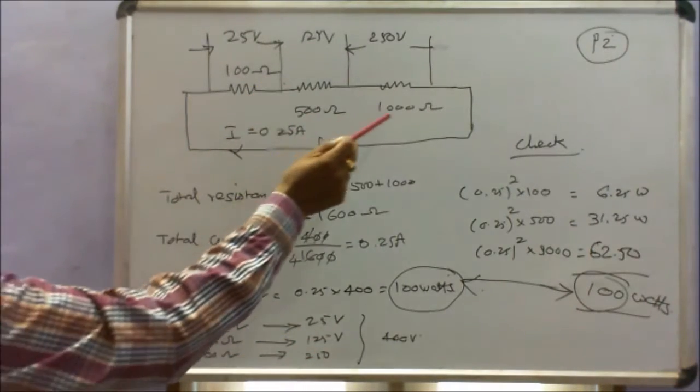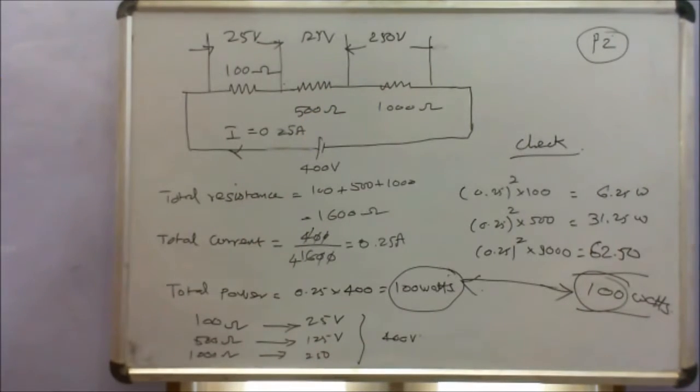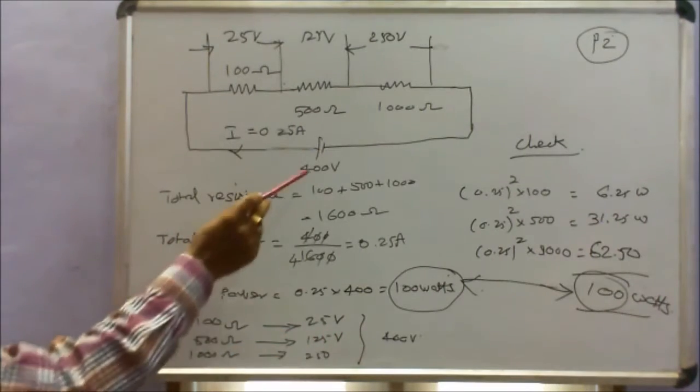0.25 into 1000, 250 volts. So 25 plus 125 plus 250 is equal to 400. The supply voltage is 400.